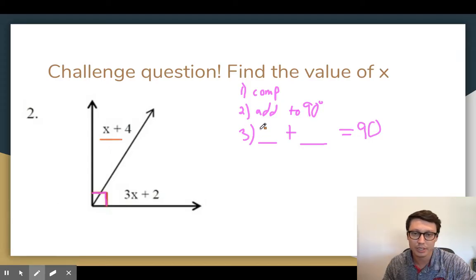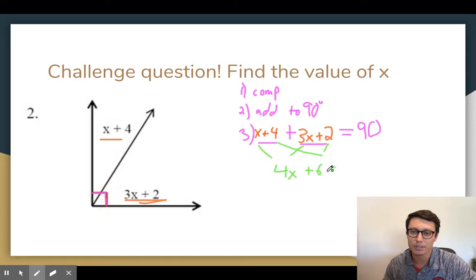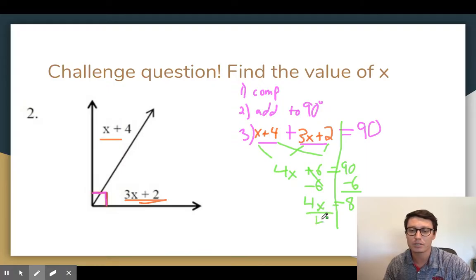All right, this angle here, x plus 4. This angle here is 3x plus 2. Okay, now we need to solve. Combine like terms. x plus 3x is 4x. 4 plus 2 gives us 6 equals 90, right? If we draw our line by our equal sign, 4x plus 6 equals 90. Get rid of plus 6, which is minus 6. 4x equals 90 minus 6 gives us 84. Get rid of 4. 4x means 4 times x. Opposite of times is divide. x equals 84 divided by 4 is 21.